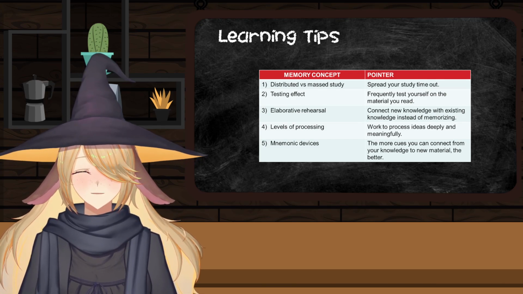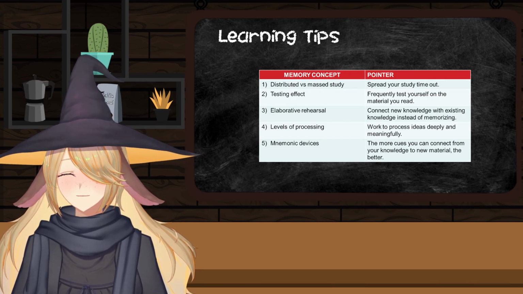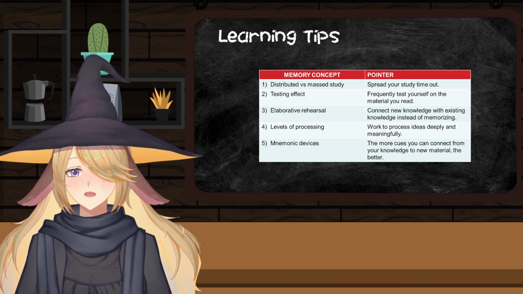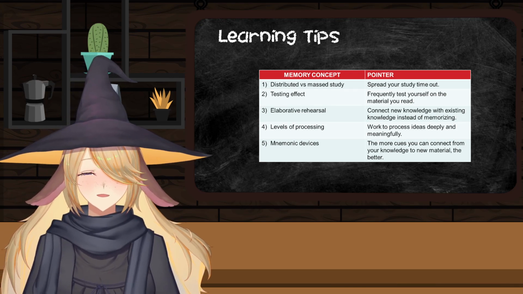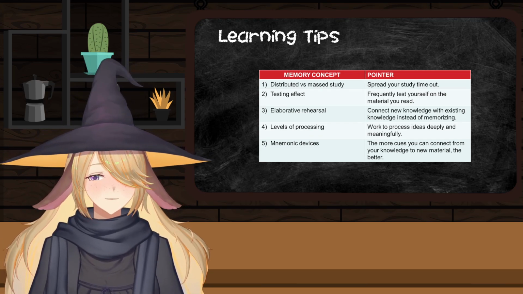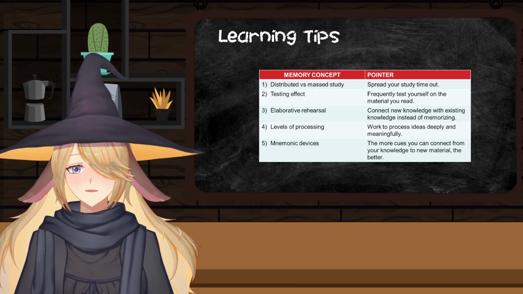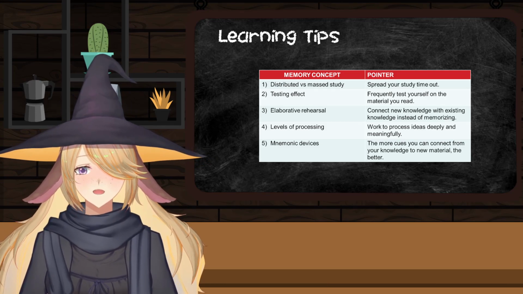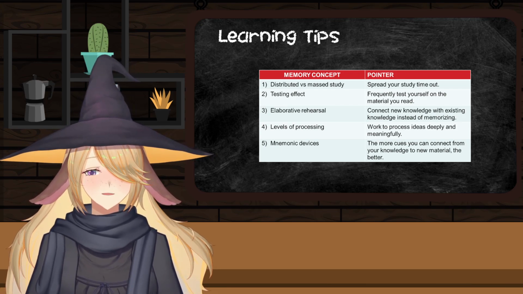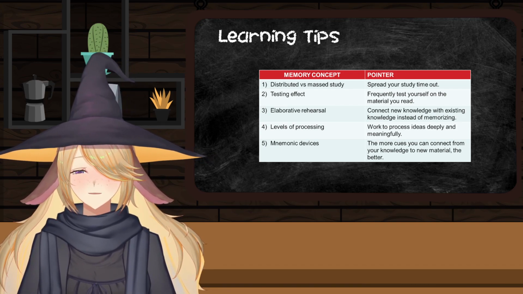Let's say you're studying for an exam. Let's say hypothetically, you are enrolled in a remote learning course that is taught to you by a VTuber, maybe one that looks a lot like me. And that class has exams. So there's a couple things that you can do to really prepare yourself using applied knowledge to be a better student and to do better on exams. A big one is distributed versus mass studying.